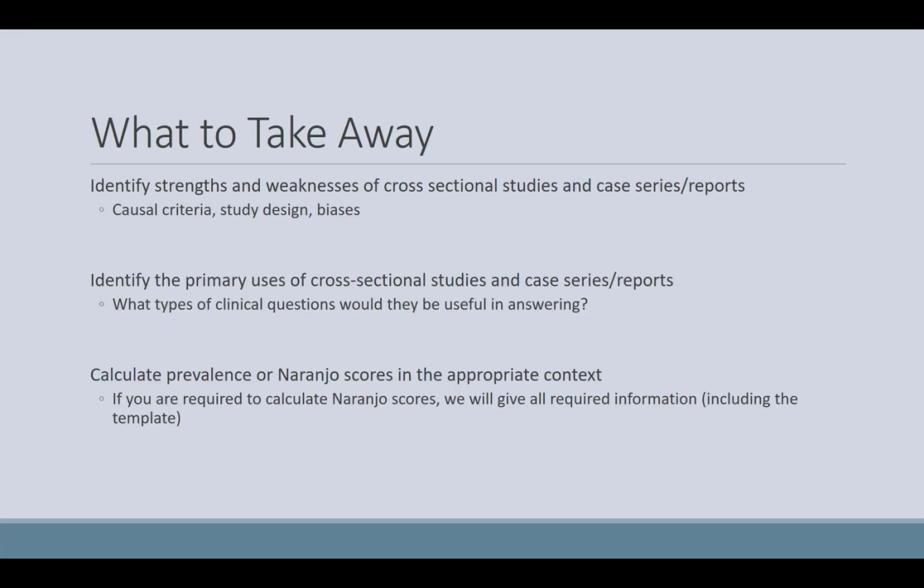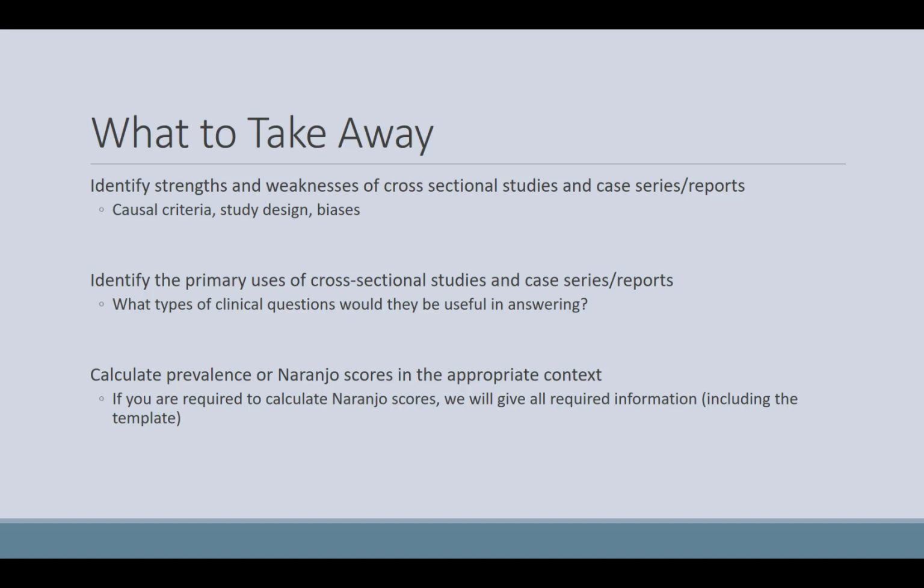What should you be taking away from this lecture? 1, you should be able to identify the strengths and weaknesses of all the study designs that we talked about, know the causal criteria which they fulfill, have a good idea about their study design and the biases inherent in each study, be able to identify the primary uses of cross-sectional studies, case reports and case series. So what types of clinical questions would they be useful in answering, and where is their role in the medical community? Then be able to calculate prevalence for cross-sectional studies, and then if we give you the Naranjo scale, be able to calculate it given the appropriate context.